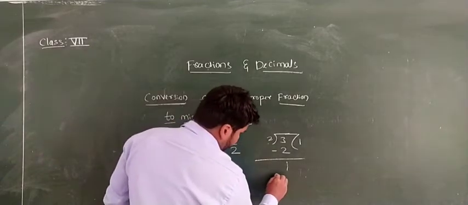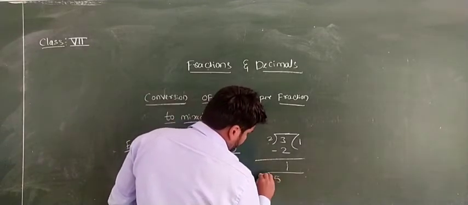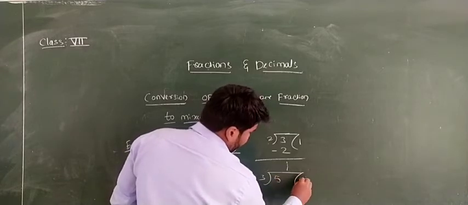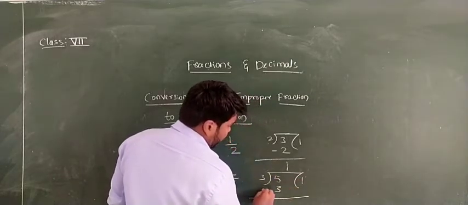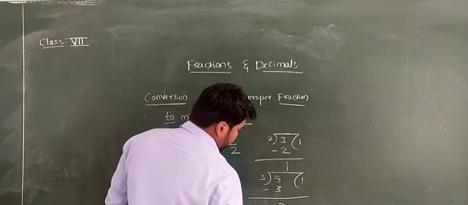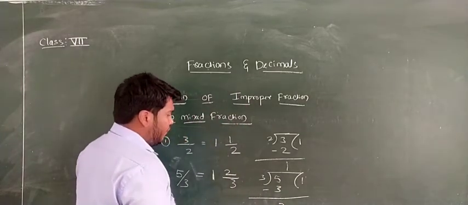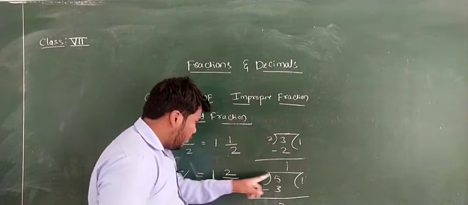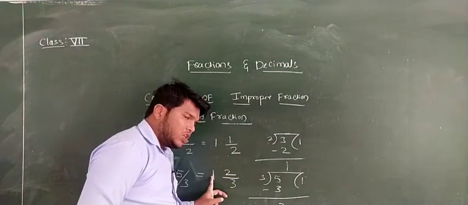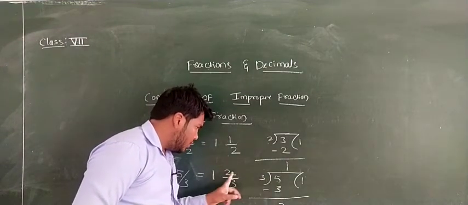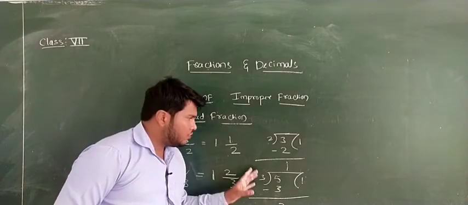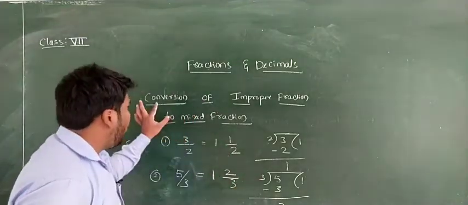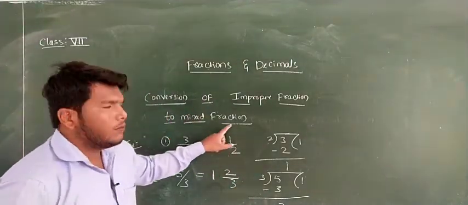Or you can write this 5 by 3: 3 ones are 3, that is 5 minus 3, which is equal to 2. So see here, 5 minus 3. So here 1 integer 2 by 3. Okay, so this is the conversion of improper fraction to mixed fraction.